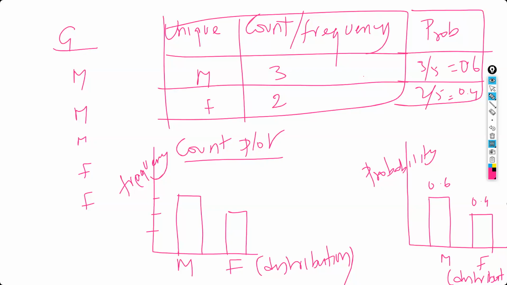Sir, distribution is nothing but data. Yes, what are the unique values? The data is there, the data representation, that is called as distribution. Exactly. Data representation is distribution. Count plot. Chetan, count plot.